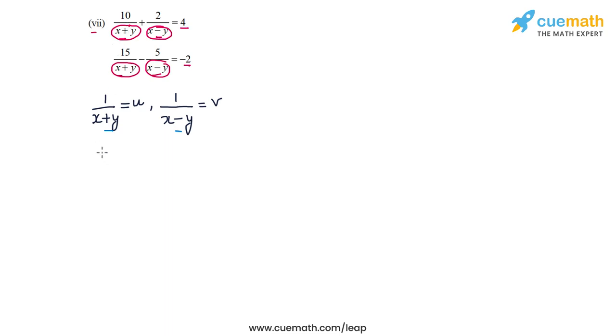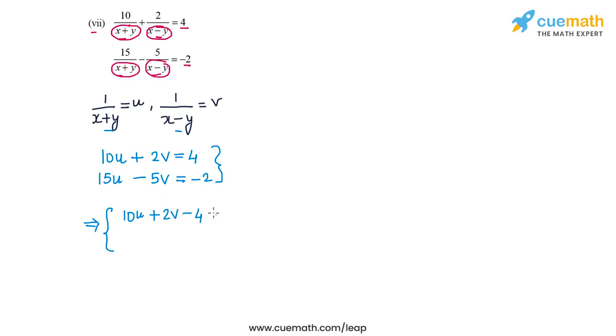If I make these substitutions, I get 10 by (x plus y), or 10u, plus 2 by (x minus y), or 2v. This is equal to 4, and then I have 15 by (x plus y), so that's 15u, and then I have minus 5 by (x minus y), so that's minus 5v. This is equal to minus 2. Now this is a pair of linear equations in u and v. Let's solve this pair using the cross multiplication method. So for that, let's write this in the standard form: 10u plus 2v minus 4 equal to 0, and 15u minus 5v plus 2 equal to 0.